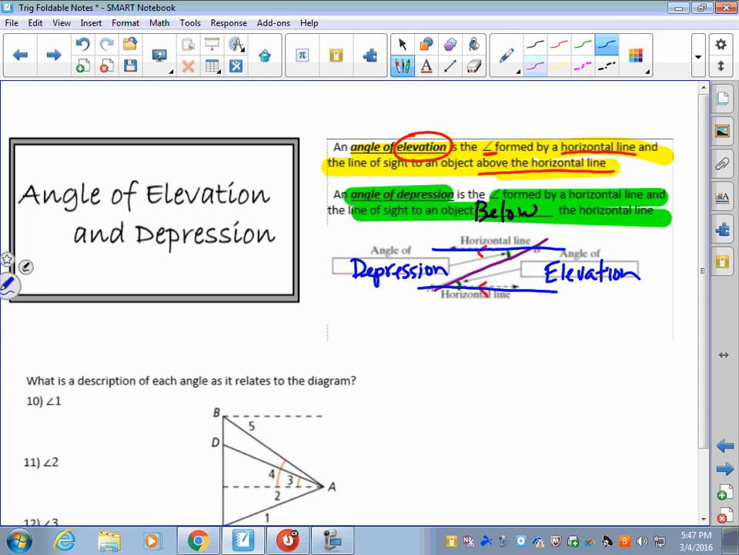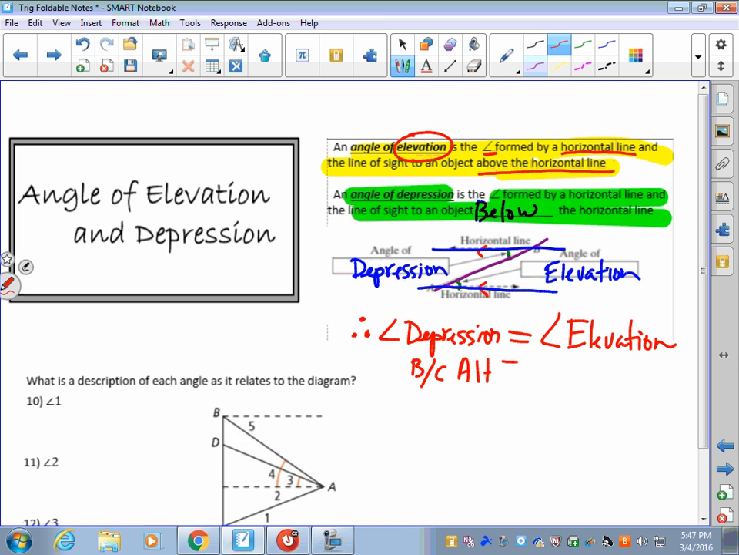So the key thing here is to know that, and I'm just going to say therefore, the angle of depression is equal to the angle of elevation. They're always going to be equal because alternate interior angles are congruent. Okay? The alternate interior angles formed by parallel lines are always going to be congruent.